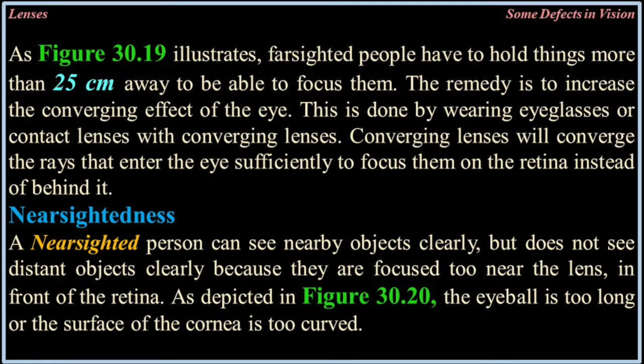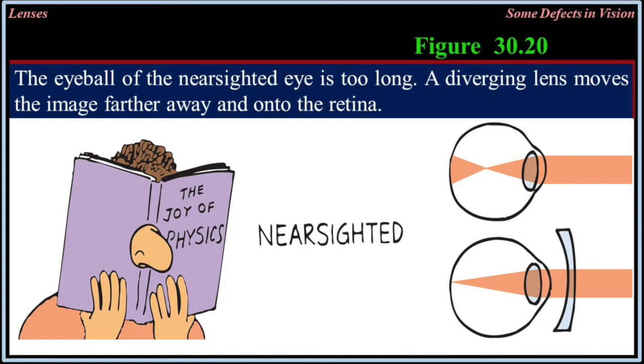Nearsightedness. A nearsighted person can see nearby objects clearly, but does not see distant objects clearly because they are focused too near the lens, in front of the retina. As depicted in figure 30.20, the eyeball is too long or the surface of the cornea is too curved.